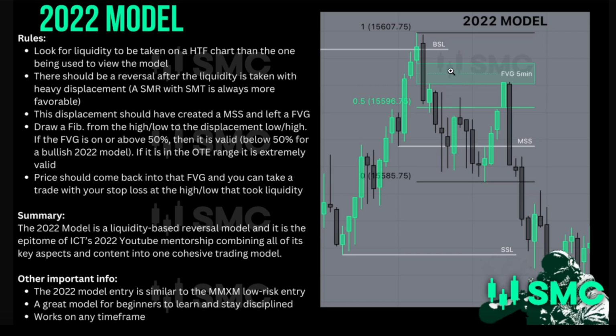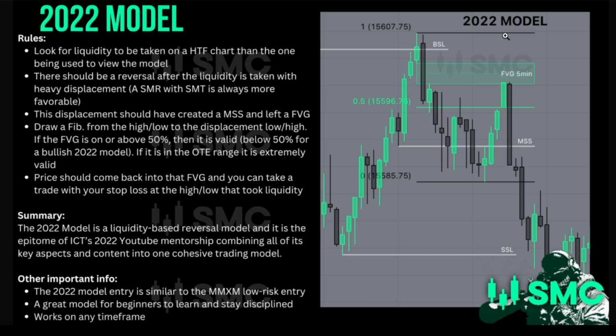So the next thing you want to do is draw a fib from the high that took liquidity to the low of the market structure shift. And if the fair value gap is above the 50% mark in a bearish scenario, then it is valid. If it is above or on the 50% mark. So price should come back into the fair value gap, and this is where you take your entry.